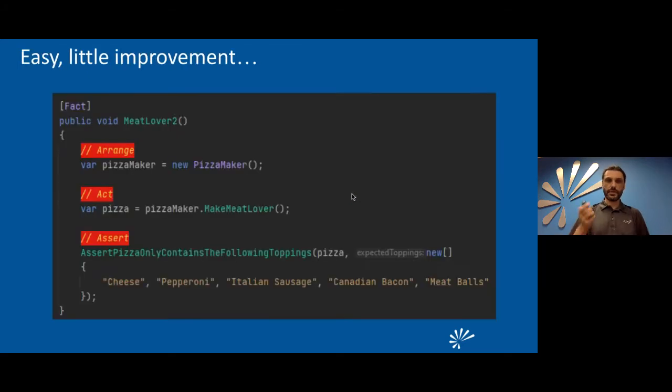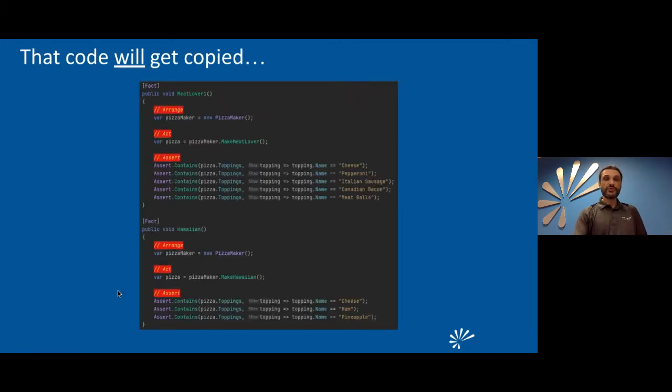I'm sorry. There we go. So one very minor improvement, very easy to do, is to go to those assertions and just wrap them up so that they read more on what you are asserting on, right? So assert pizza only contains the following toppings, and then a list of those toppings, as opposed to having that wall of repeated characters where you have to read through the whole thing.